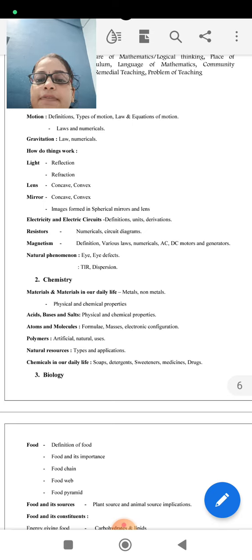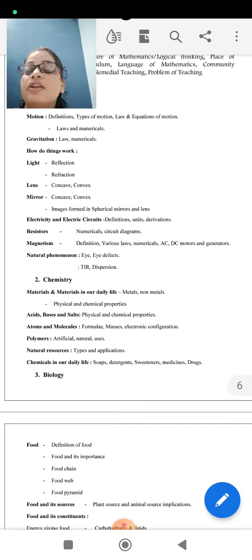Next one is atoms and molecules. In atoms and molecules we are learning about formulas, masses, and electronic configuration. This is also the basics of chemistry. This is also very simple. Next, we are moving to polymers, artificial and natural. Artificial and natural are the types of polymers. We are learning the types of polymers and uses of polymers in our daily life.